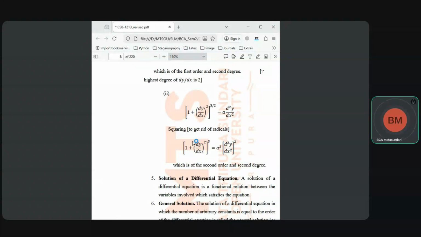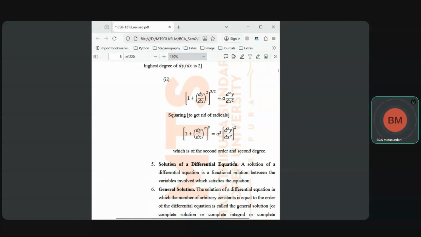Here is the next example: [1 + (dy/dx)²]^(3/2) = a d²y/dx². Here a is coming in front of d²y/dx², so we square to get rid of radicals. Squaring, the radicals are removed, and a² comes in, with the power 3. This is of second order and second degree, because here the degree is 2.